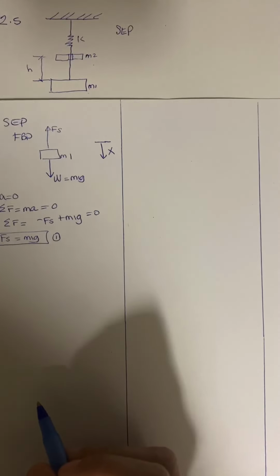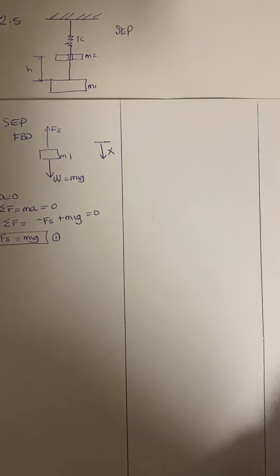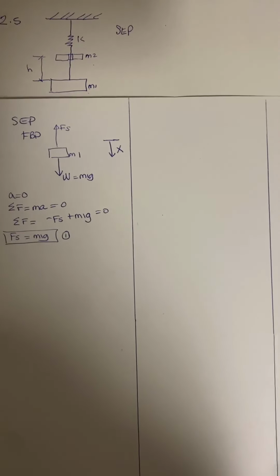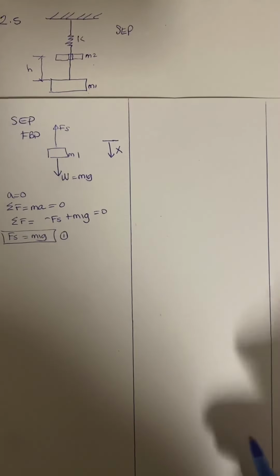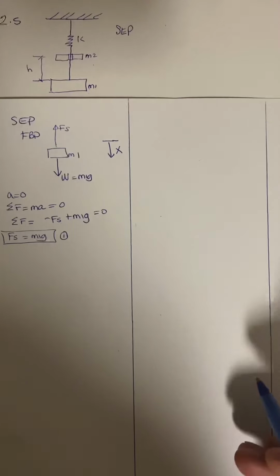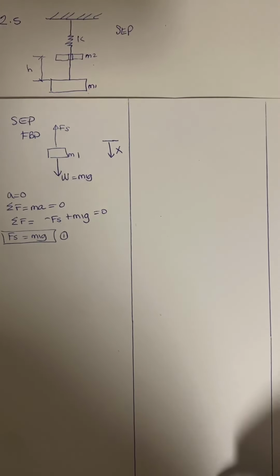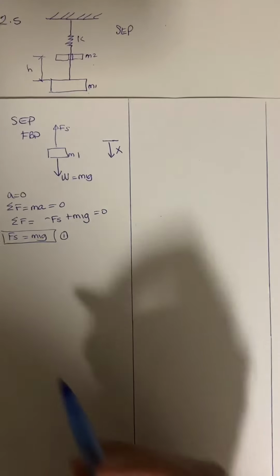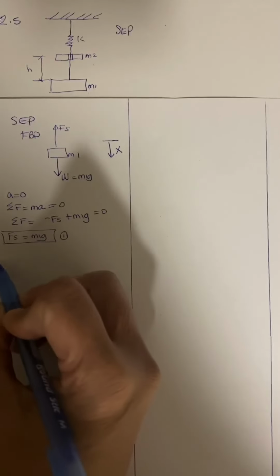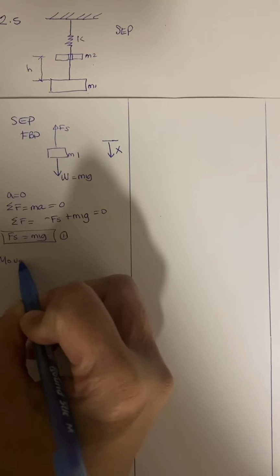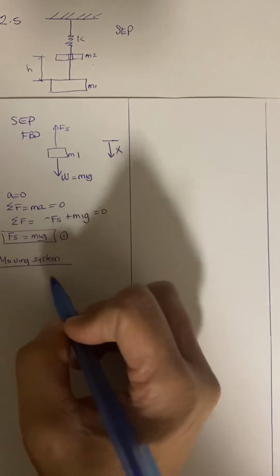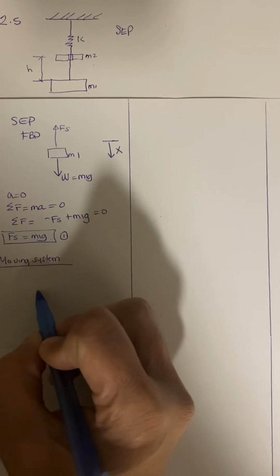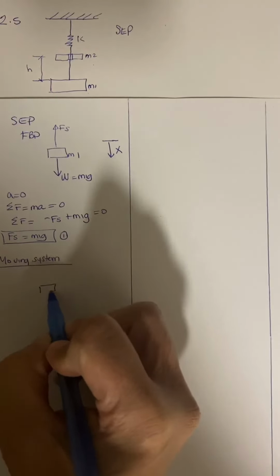Now let's analyze the system after mass 2 was dropped at a distance h, collides with mass 1, and the system starts moving. For the moving, or vibrating, system, we can say now that the free body diagram looks like this. This is M2 colliding with M1.